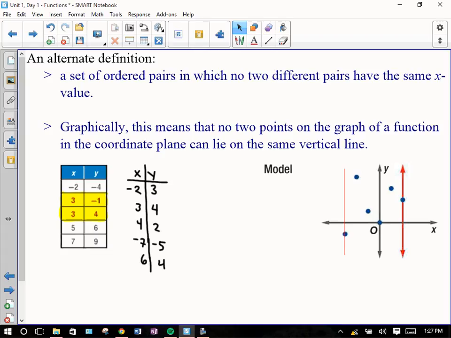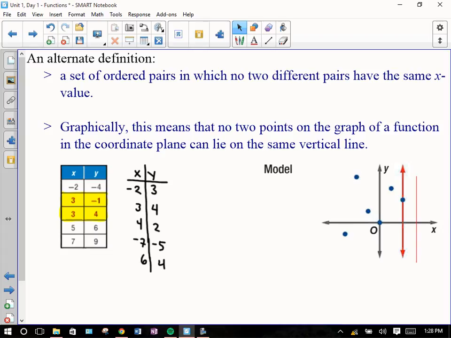Correct. As long as if I draw a vertical line, so typically what you'll do, you look at the graph and you draw a little imaginary line. If I draw a line here, and I just move it this way, and it never touches more than one point at one time, it's a function. And so graphically, this means that no 2 points on the graph of a function in the coordinate plane can lie on the same vertical line. And it's called the vertical line test.